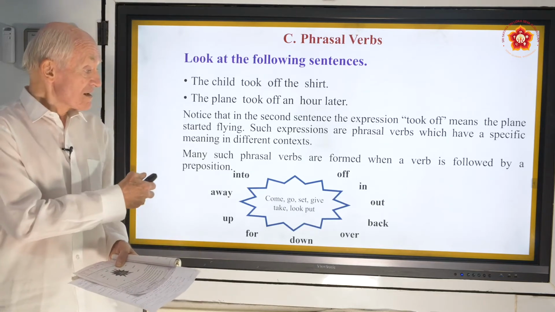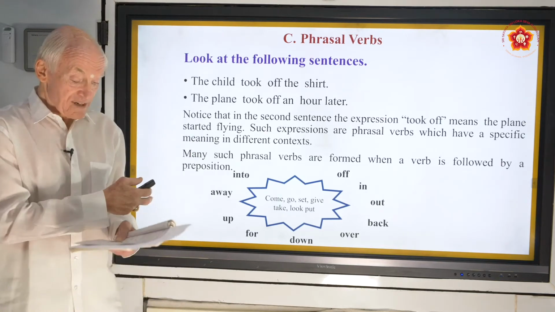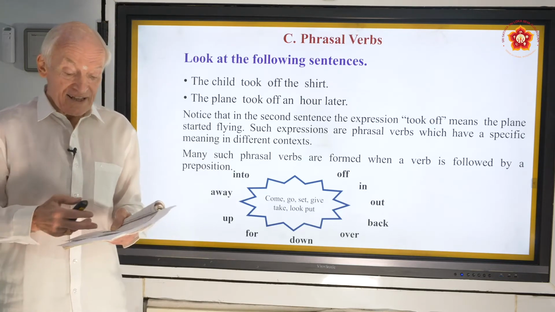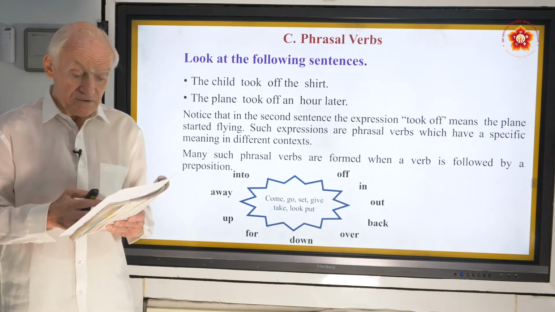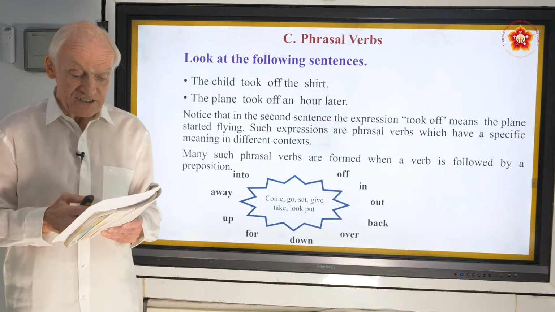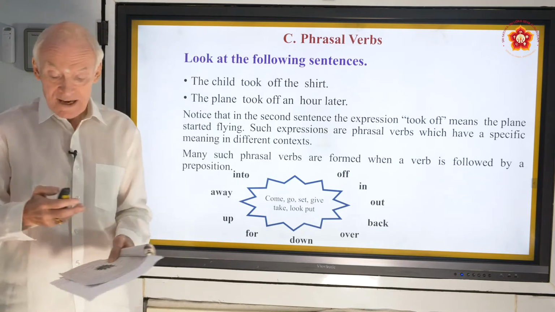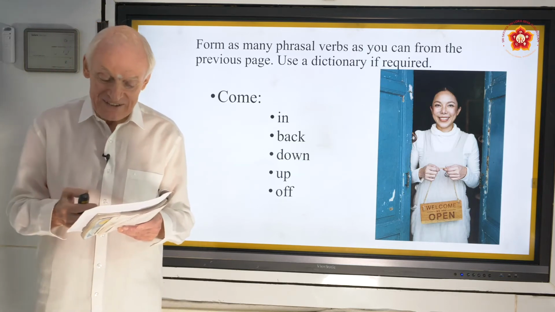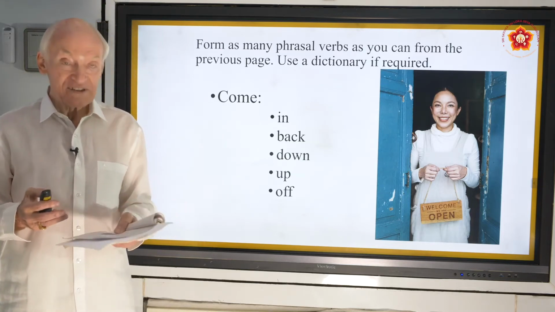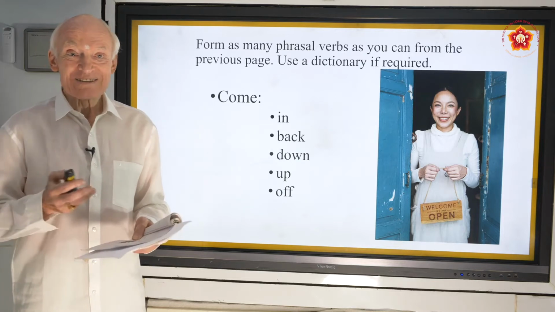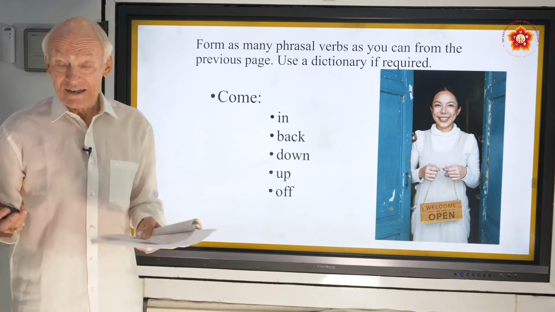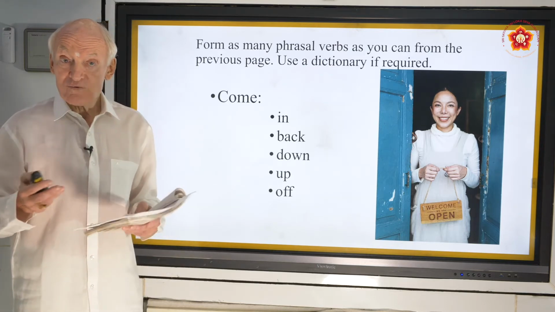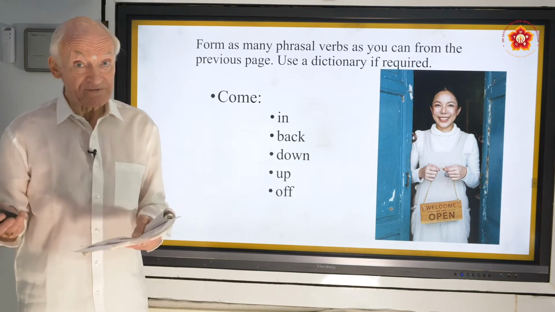So we have a whole list of verbs: come, go, set, give, take, look, put, and then we have a bunch of words behind it, adjectives behind it, and we'll see what happens. Form as many phrasal verbs as you can from the above. Use a dictionary if required. So the best friend that you have in English is your dictionary, and you can look up these words and see different meanings. A lot of words have a meaning as a noun and a meaning as a verb.